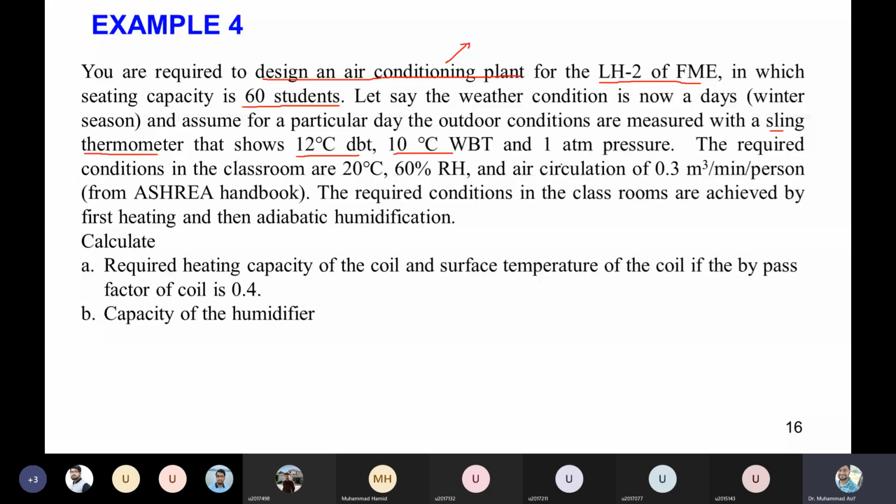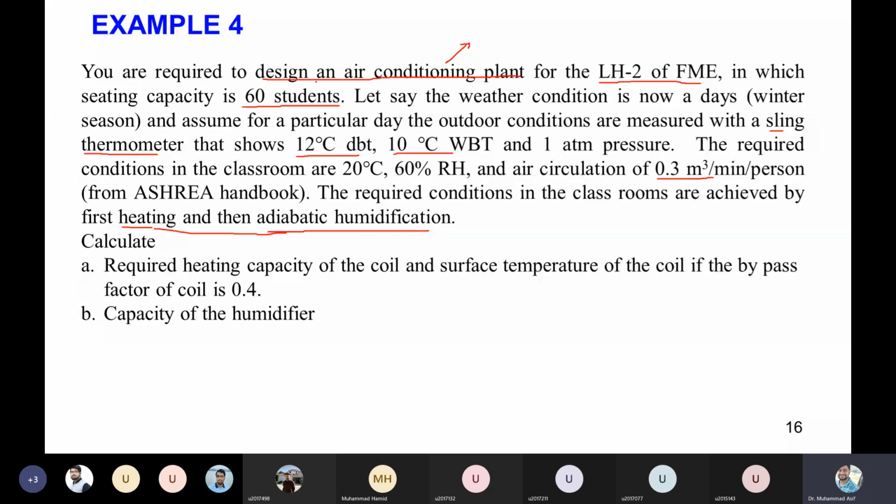And for the air circulation, according to the ASHRAE standard, in order to have proper circulation, the quantity should be 0.3 cubic meter per minute per person, from the ASHRAE handbook. The required conditions in the classroom are achieved by first heating and then adiabatic humidification.